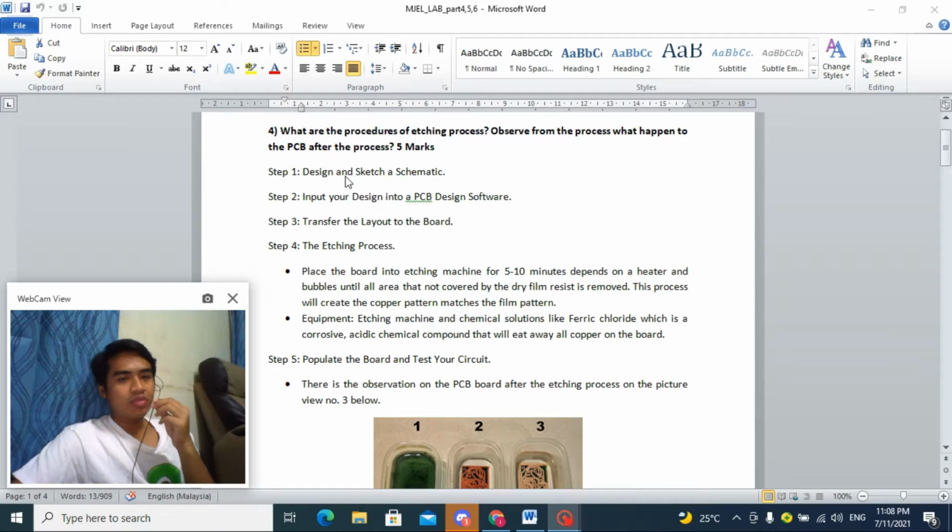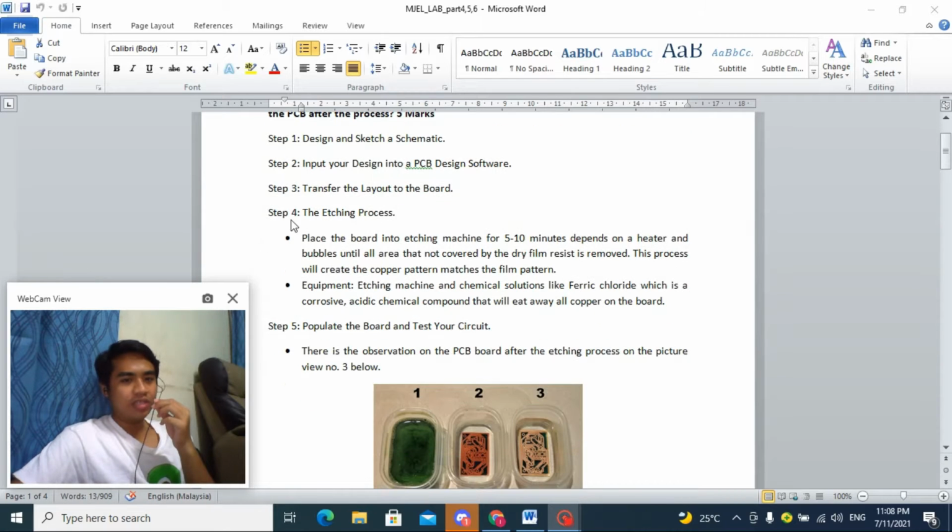Okay, today I will present about my part, which is starting from question number 4, which is the procedure of etching process, and observe from the process what happened to the PCB after the process. Okay, for the etching process, which is step number 4, place the board into the etching machine for 5 to 10 minutes depending on the heater and bubbles until all area that is not covered by the dry film resist is removed. This process will create the copper pattern that matches the film pattern.